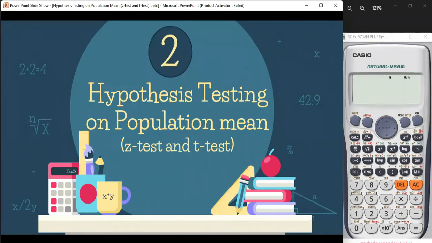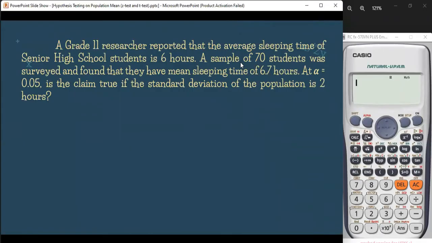So, actually, these examples are the examples only that we had on our previous video. But for the sake of continuity, let's make use of those examples. Opo? So for example, a grade 11 researcher reported that the average sleeping time of the senior high school students is 6 hours. A sample of 70 students was surveyed and found that the mean sleeping time is 6.7 hours. At a level of significance of 0.05, is the claim true if the standard deviation of the population is 2 hours? So, step number 1 po uli natin, di ba?